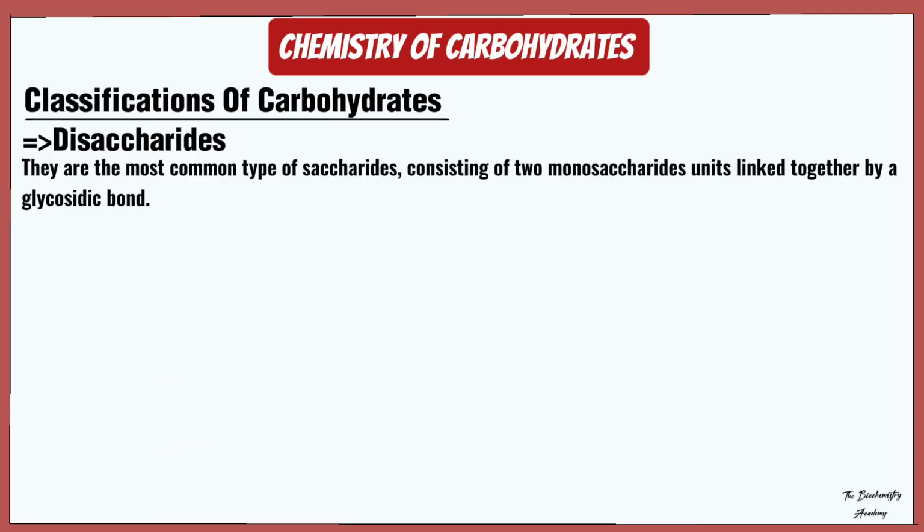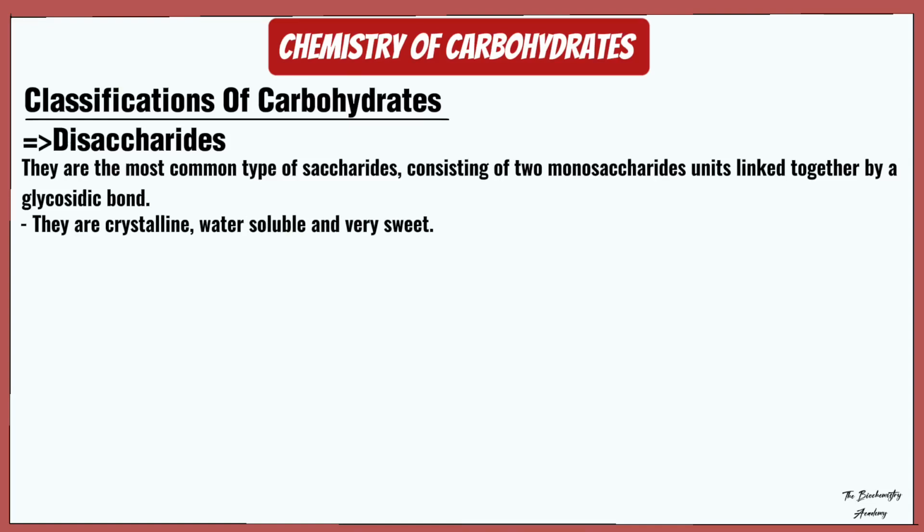We say they are the most common saccharides, and they consist of 2 monosaccharide units. That means 2 units of monosaccharide are linked together by a glycosidic bond. These disaccharides are crystalline, water soluble, and very sweet.